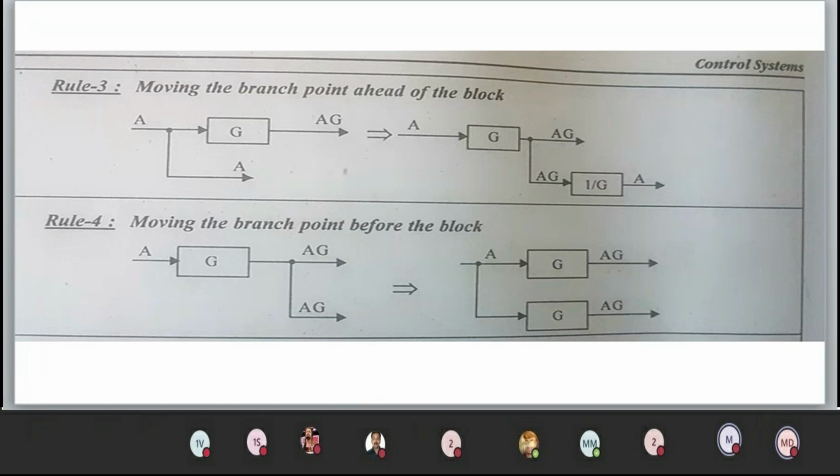The branch point is also known as takeoff point, or it is also known as nodal point. In some questions they may refer to it as a nodal point, in some questions they refer to it as a takeoff point, but don't get confused. Everything carries the same meaning. And please notice that when I moved the branch point ahead of a block, the output is not disturbed. It still remains A only. To maintain the output constant, I should divide by the block. So AG into 1 by G gives A.